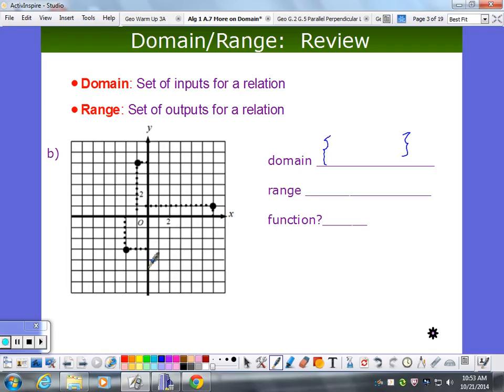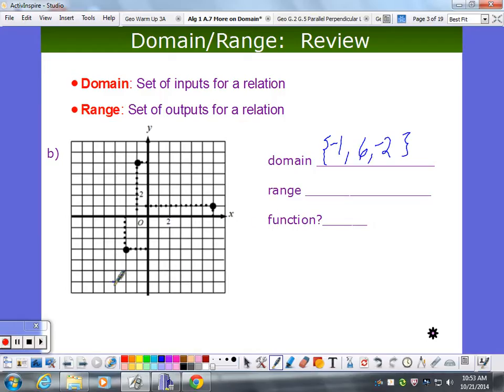What's the domain called? You have -1. -1? Yeah. And you have +6. 1, 2, 3, 4, 5, 6. Okay. And then you have -2. -1, -2. So tell me how you found that. How'd you do that?